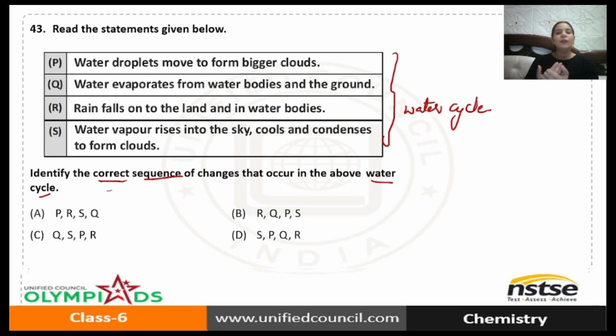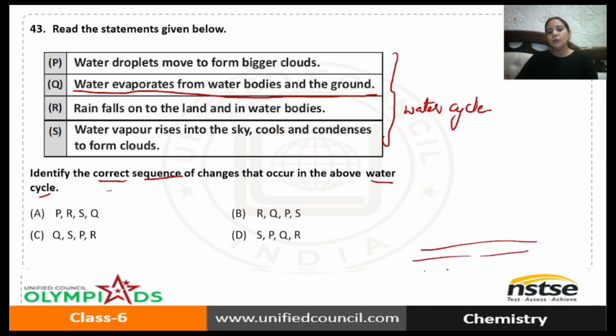Like if you talk about the nitrogen cycle, that is an exchange of nutrients between the biotic and the abiotic factors. Now water cycle means how the form of water is getting converted, and how you are getting different forms of water and how they are interconverting. So we know that when we talk about the water cycle, then water evaporates. Like when the sun rays fall, water evaporates from water bodies and the ground.